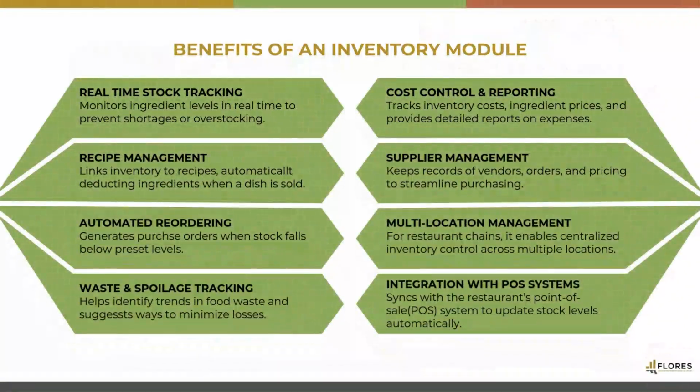Businesses can obtain the benefits of an inventory module by these various methods: monitoring ingredient levels in real time for stock tracking, linking inventory to recipes to manage ingredients better, generating purchase orders for automated reordering, identifying trends in food waste and spoilage tracking, having a trail of inventory costs, prices, and reports on expenses, keeping records of vendors, orders, and pricing for supplier organization, centralized inventory across multiple locations, especially for business chains, and syncing with the POS system for an automatic review of stock levels.